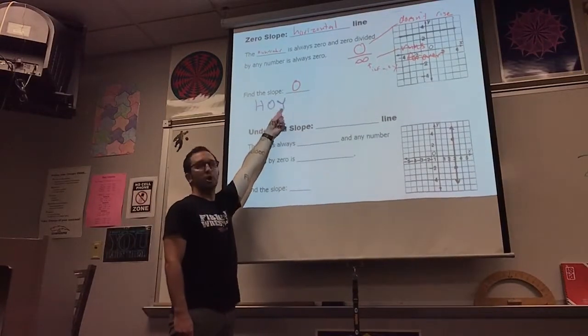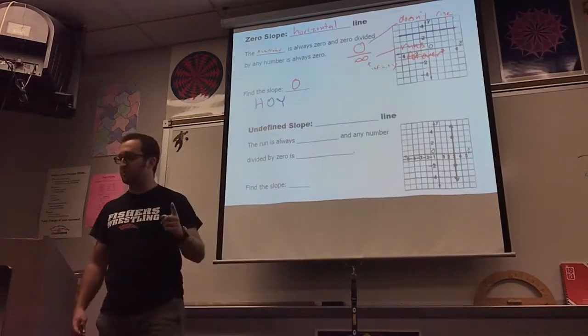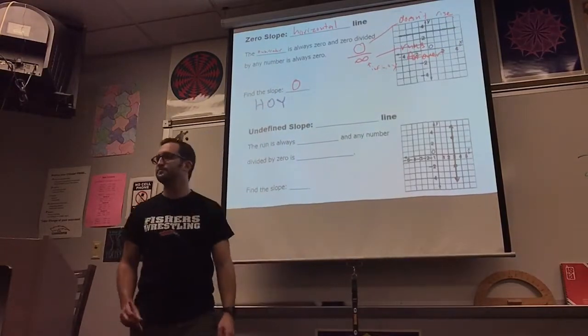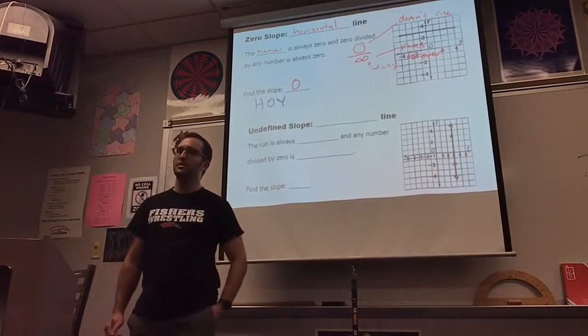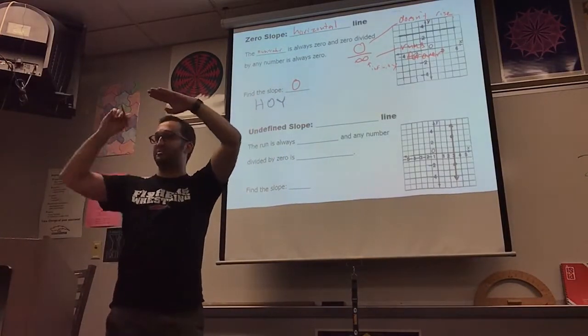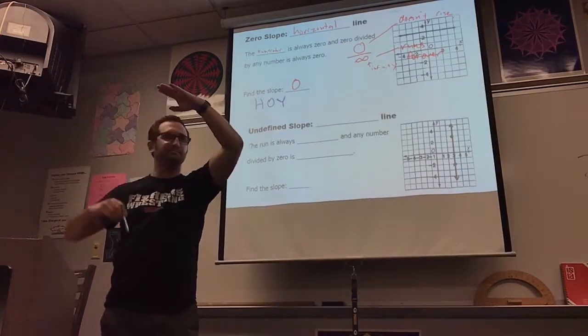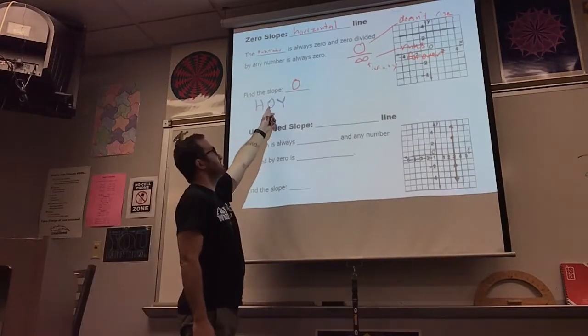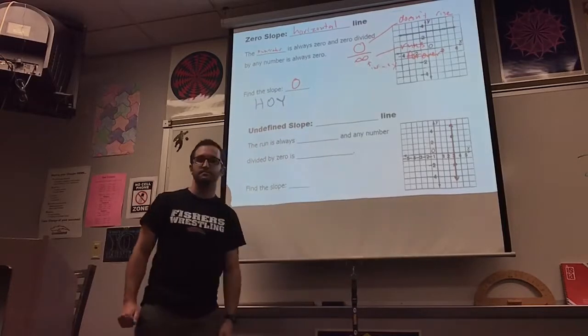Horizontal line, 0 slope, y equals. The equation for this line that you see right there is y equals 3. Because where is it located? At 3 on the y, right? That's the equation. HOI reminds us that a horizontal line is a 0 slope and it's y equals.